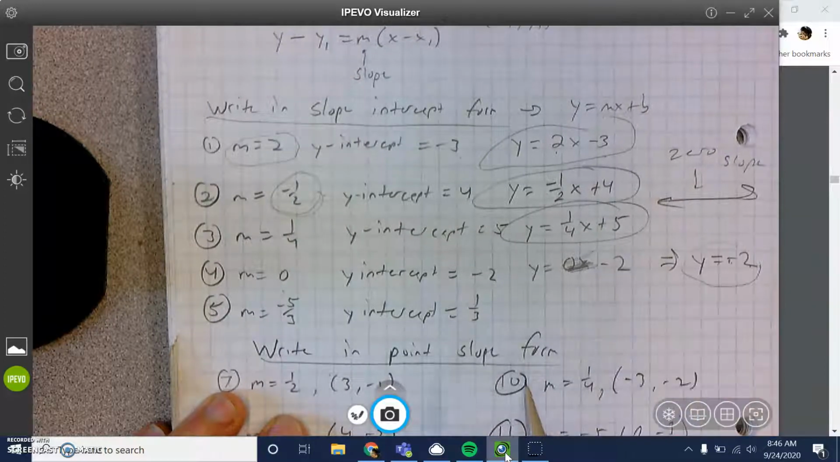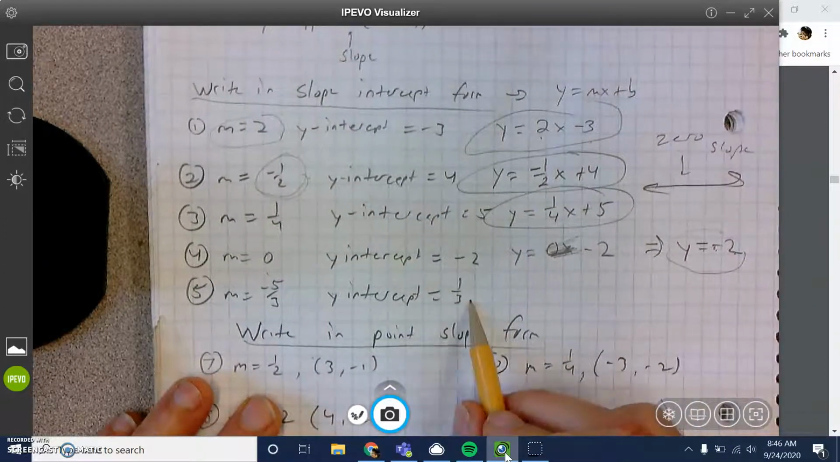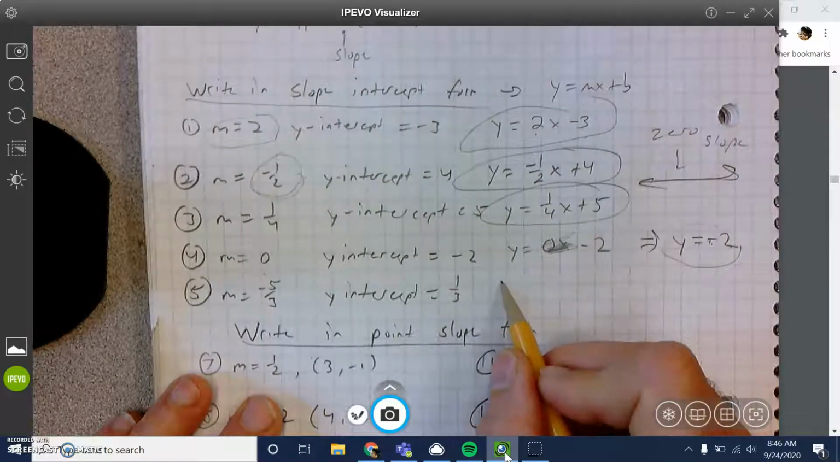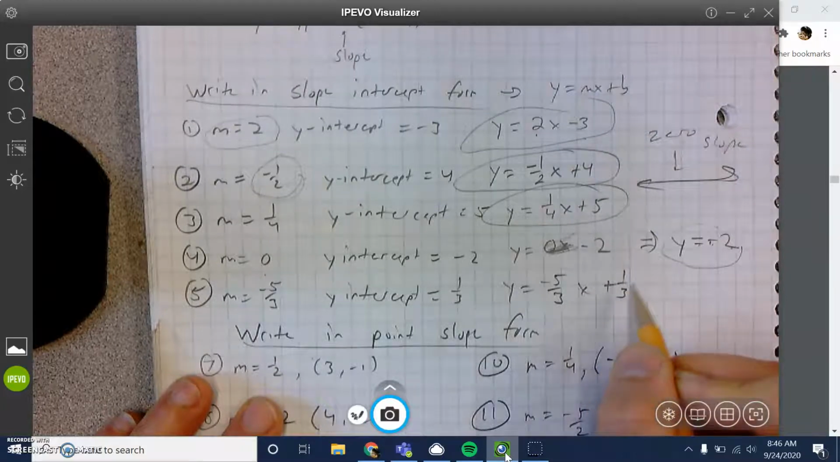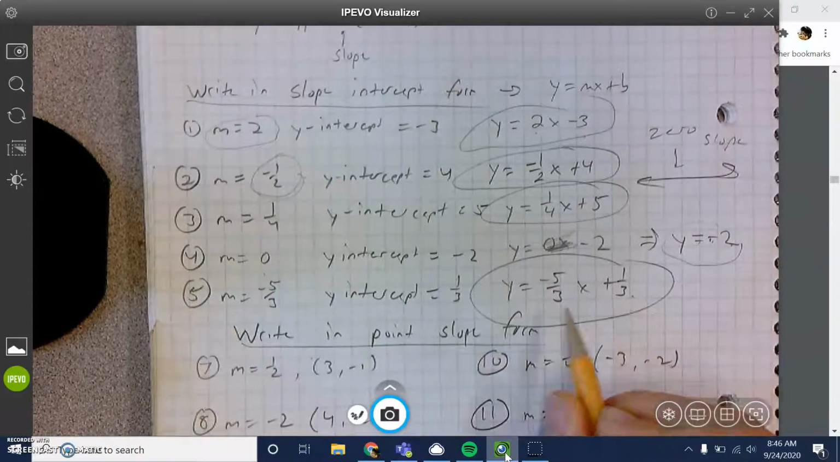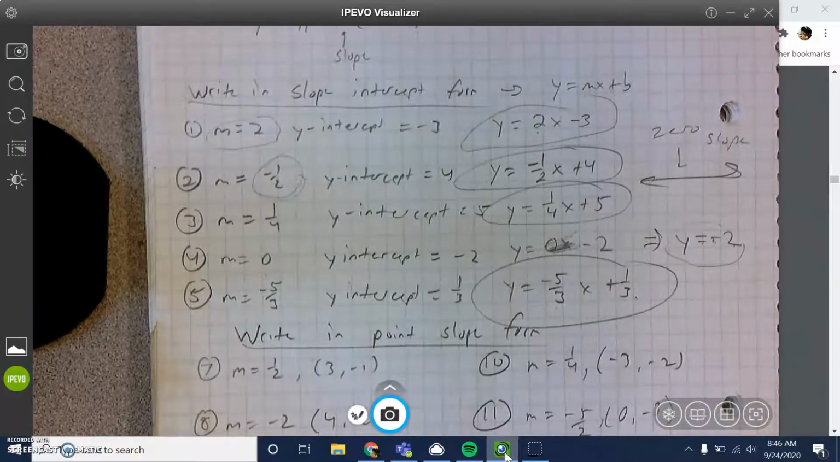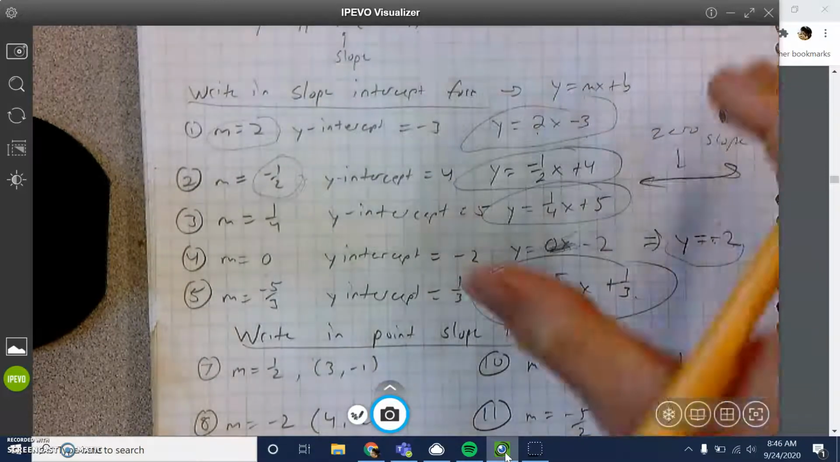Write that down too. Next one, number 5. Go ahead and do it. What did you get? y equals negative 5/3 x plus 1/3. Yeah, you can have a fraction as a y-intercept and a fraction as a slope. We saw that before. Cool. That was straightforward. That was easy.